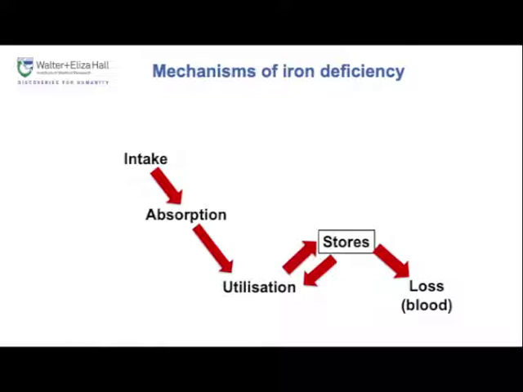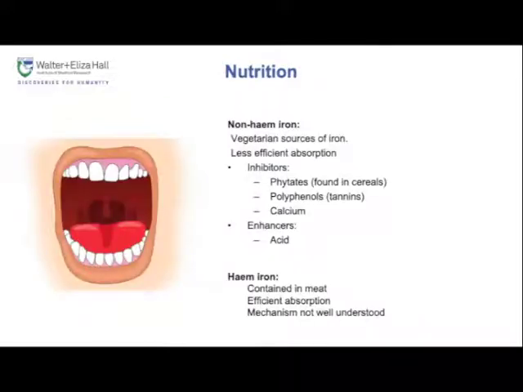So firstly, the mechanisms of iron deficiency. Iron deficiency implies you've got reduced iron stores, but how do you get there? Well, that can be because of problems with your intake, your absorption, or your utilization of iron, and so imbalances there. Or it can be because you've lost iron. And when I say lost iron, I usually mean blood losses.